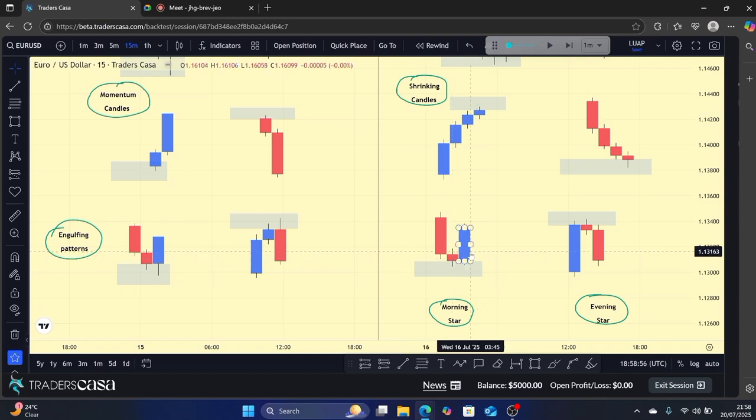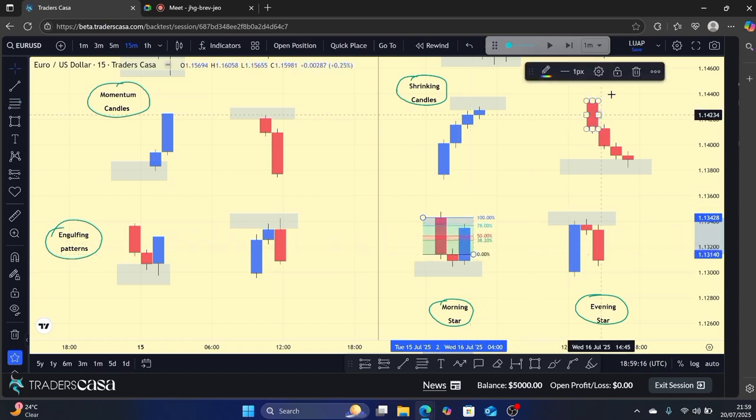And then the next candle, of course the bullish candle, needs to close with good momentum. And this is where you now measure the momentum of this thing. You take your fib tool and drag it from the body size of that bearish candle, from the top to the bottom of that candle.